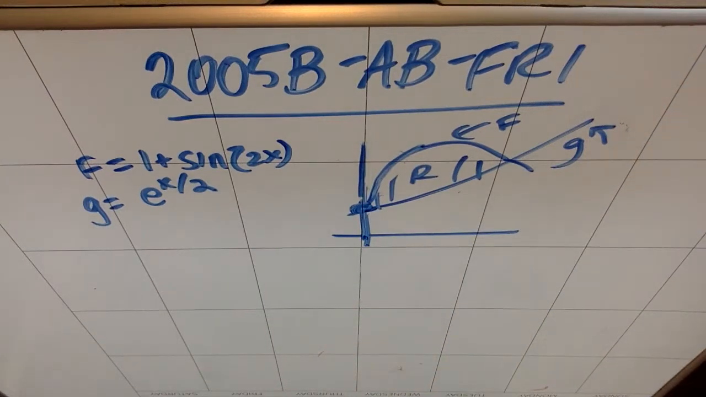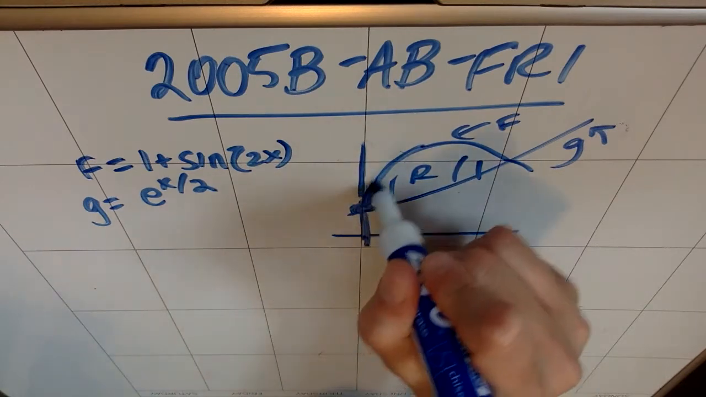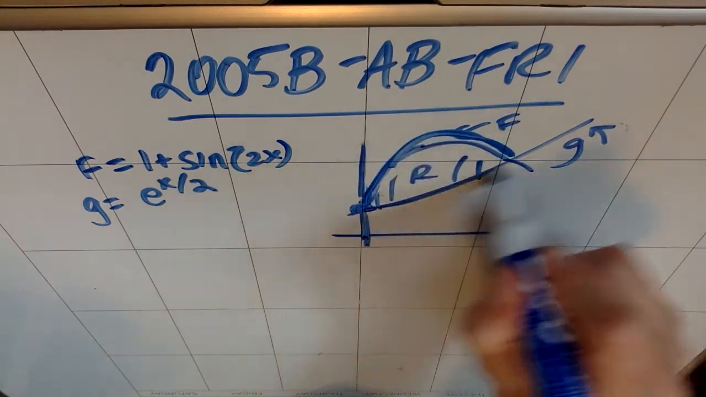AP review, my bad. We're doing 2005 Form B, AB, for response 1, which is a calculator problem. You're given two functions, f and g, and a graph where f is the top shape, they mark it as the top, and g is the bottom shape.